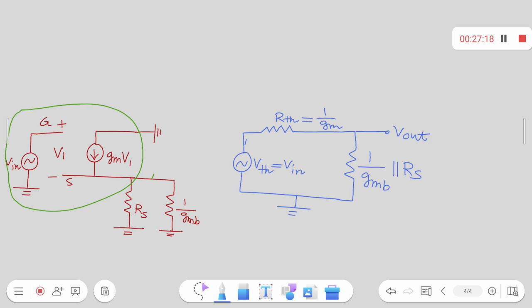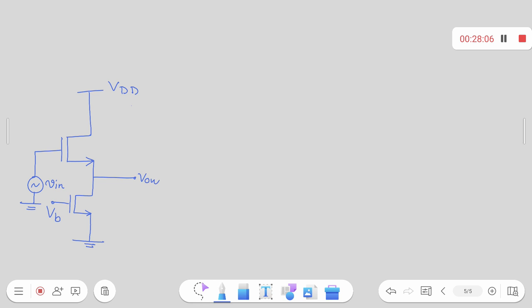Now sometimes this RS is not represented by a simple discrete resistor. Rather, RS is represented by another current source. Let it be an NMOS. In that case, you don't have a simple discrete resistor like this. Rather, this resistor is also represented by means of another NMOS, biased with VB, being there, VDD, and you are taking the output from this terminal. Let me call this MOS as M2, this MOS as M1.